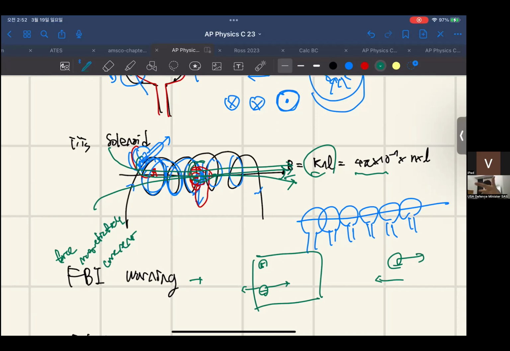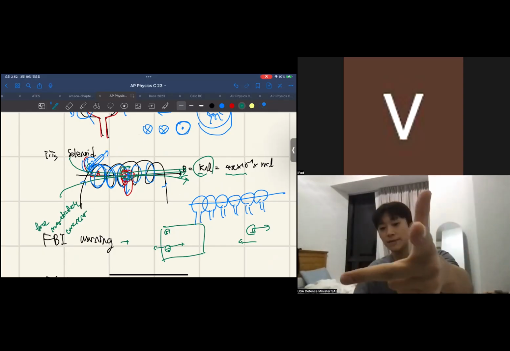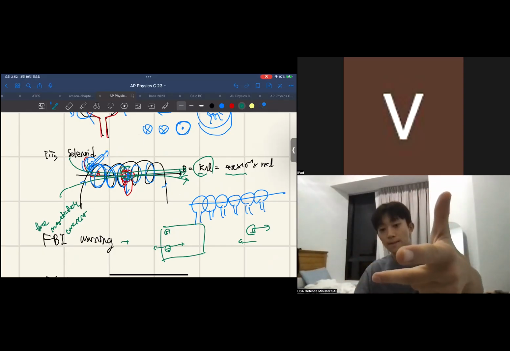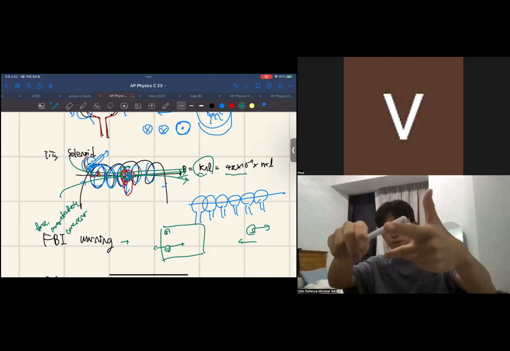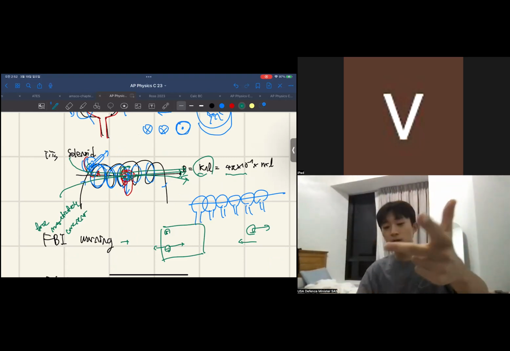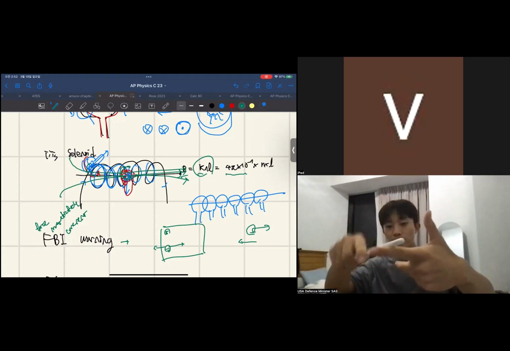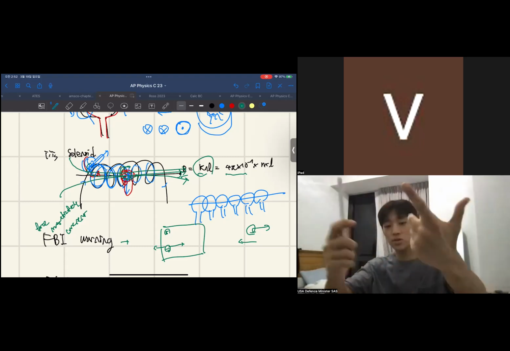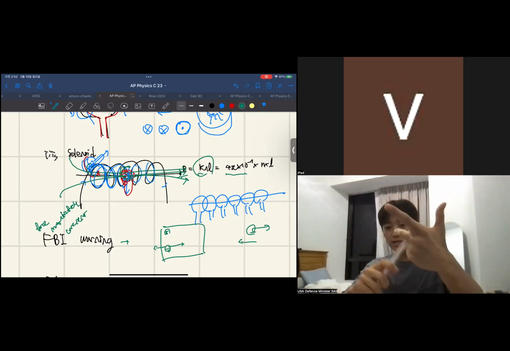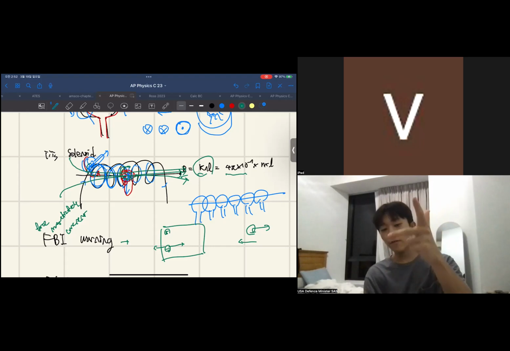Look at this hand sign, F, B, and I. F, force, B, magnetic field, I, current. It's painfully easy to memorize because you just move from high to low. FBI. Thumb, second finger, third finger. This is the direction where the force is induced.